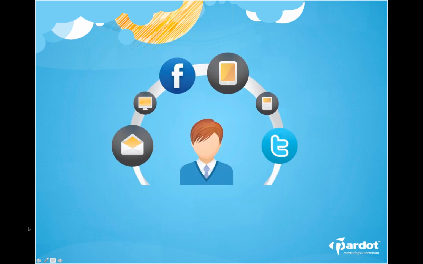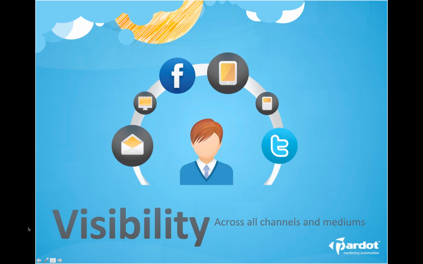So the first case for marketing automation is to really say, all right, now that we've got these siloed tools, marketing automation is the concept of combining these tools with one single platform. And what this allows for is now visibility across all channels and mediums. And this is the first big thing that marketing automation does.